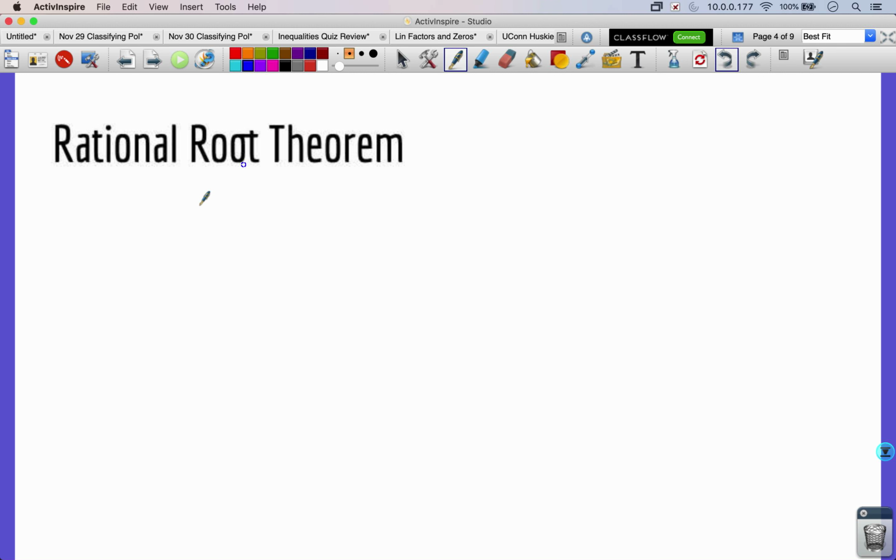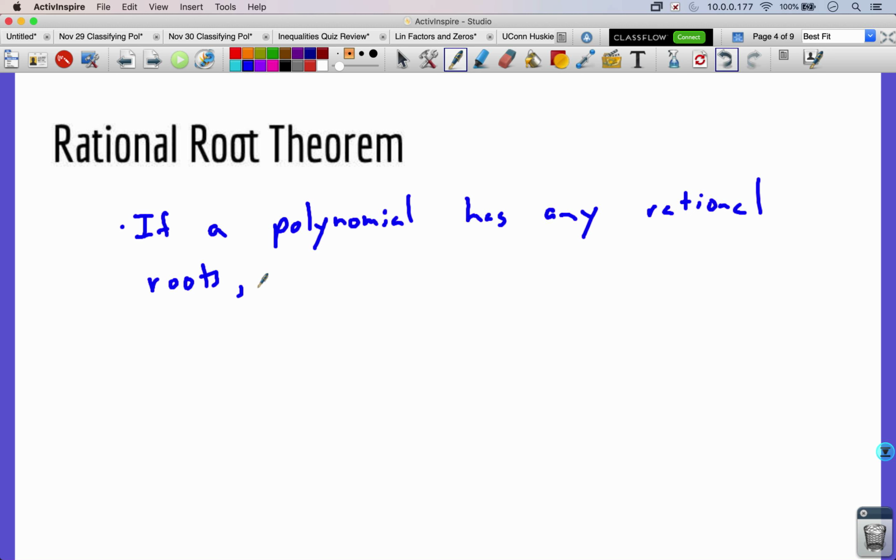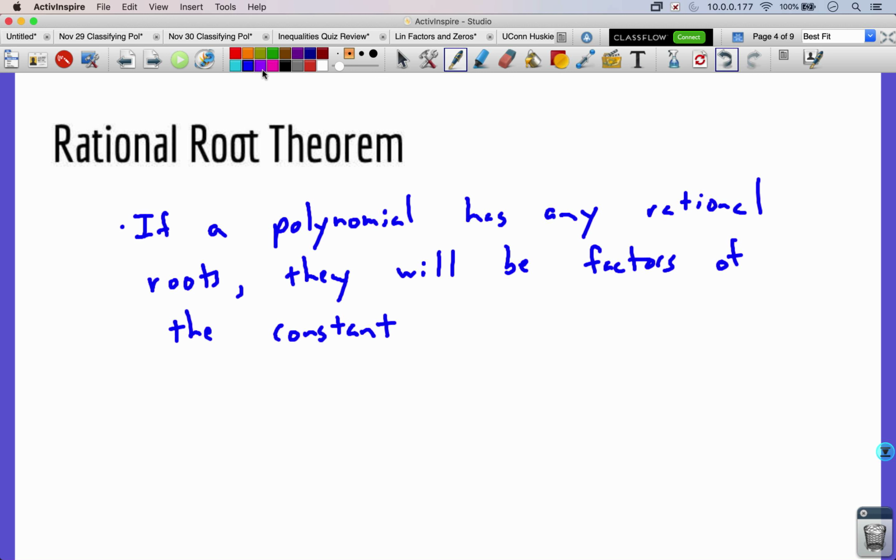All right, rational root theorem, another one for our notes. If a polynomial has any rational roots, they will be factors of the constant. So every polynomial has a constant at the end. If there's not one, then it's implied to be 0. But in that case, we can't apply this theorem. You have to have a number there for your constant. So if a polynomial has any rational roots, they will be factors of the constant.